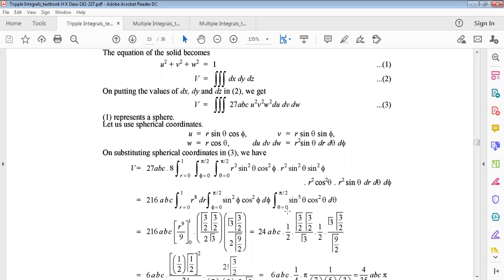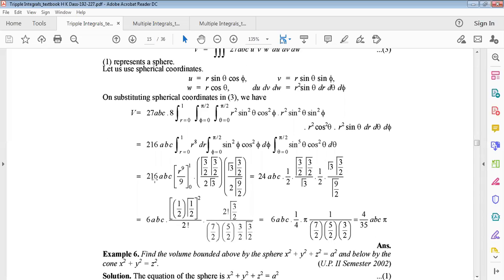So the theta limit will be 0 to pi by 2, and there is sin squared theta, and another sin squared theta, and another sin theta, therefore sin to the power 5 theta, and cos squared theta, d theta.